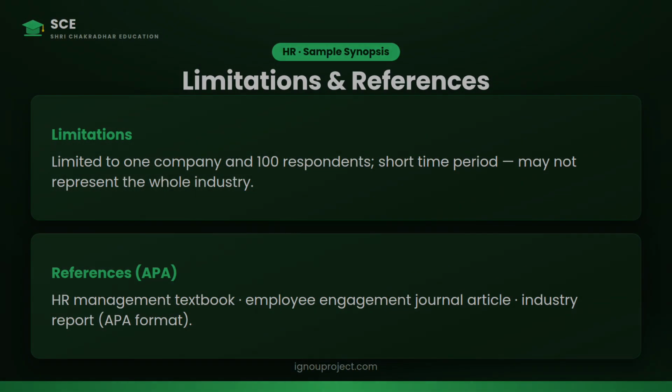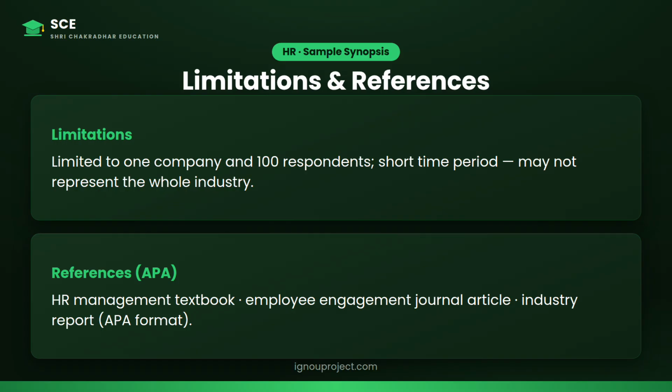Then, the limitations. The study is limited to a single IT company and a sample of 100 employees, so the findings may not apply to the entire industry. The study is also limited by the short time period available for data collection. And finally, the references. List 3 to 5 sources in APA format. For example, a human resource management textbook, a research journal article on employee engagement, and a relevant industry report.